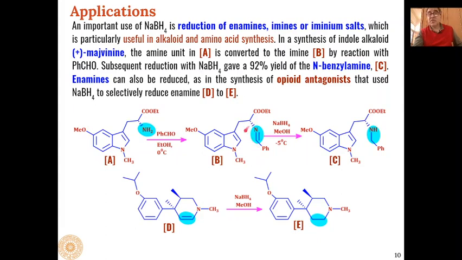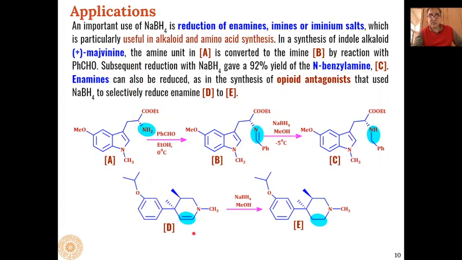Now these imines, when they are reduced with sodium borohydride in methanol as the solvent, reduction of this carbon-nitrogen double bond will take place, and we will get secondary amines as the product. Further reaction of this substrate will lead to the formation of this indole alkaloid. So this is a very important step in the synthesis of this indole alkaloid.